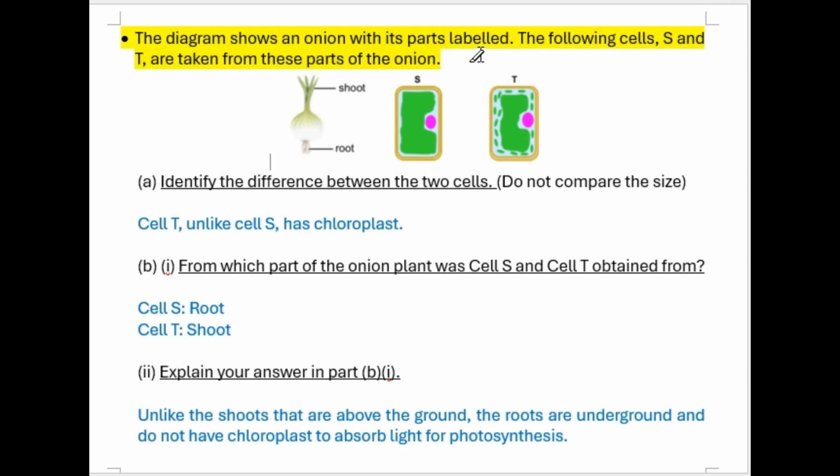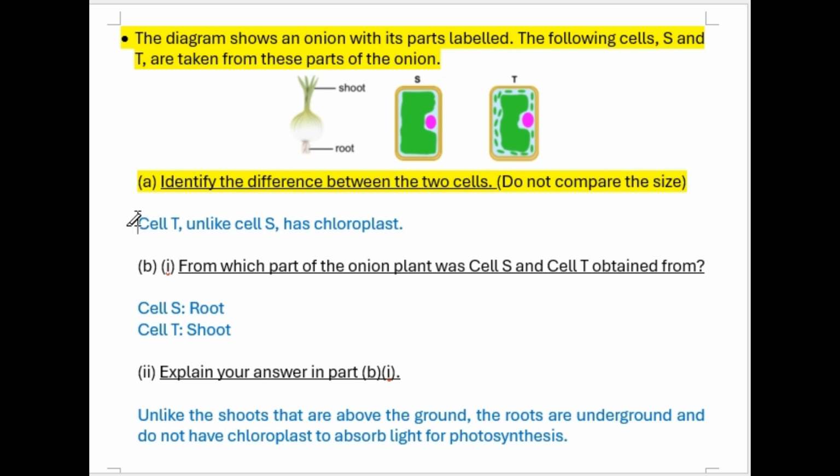The diagram shows an onion with its parts labeled. The following cells, S and T, are taken from these parts of the onion. Identify the difference between the two cells. Do not compare the size. Cell T, unlike cell S, has chloroplast.